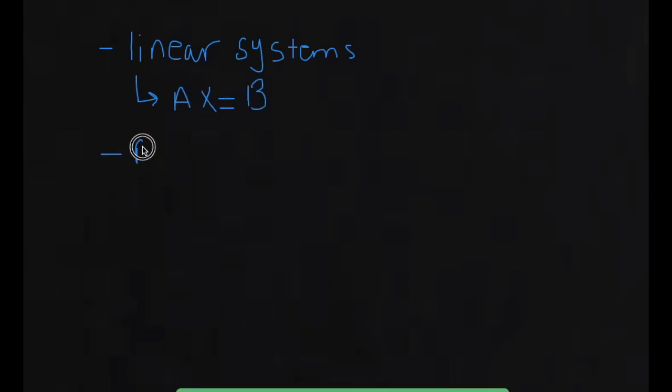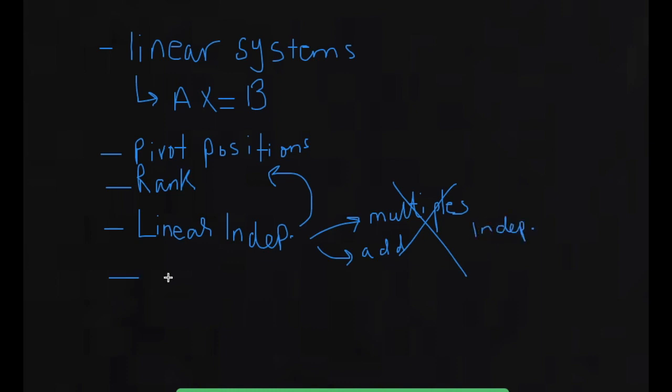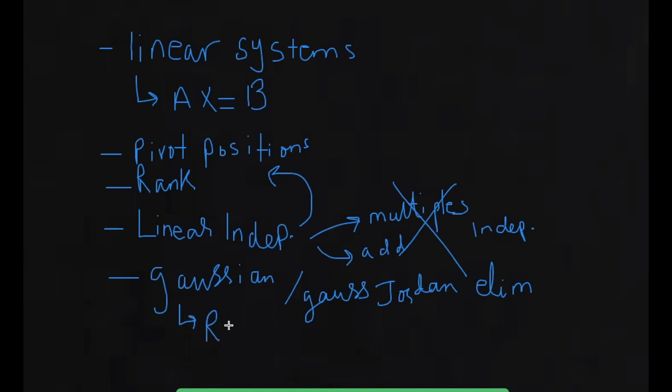But let's recap what we talked about. Linear systems with Ax equals b form, pivot positions, rank, linear independence, and ways to check for it. You need to check linear independence in order to find the rank. You need to check for multiples, where one row might be a multiple of another, or addition, where 2 rows added together might give you a third row. These would not be independent. We also talked about Gaussian and Gauss-Jordan elimination, as well as row echelon form used with Gaussian elimination and reduced row echelon form used with Gauss-Jordan elimination.